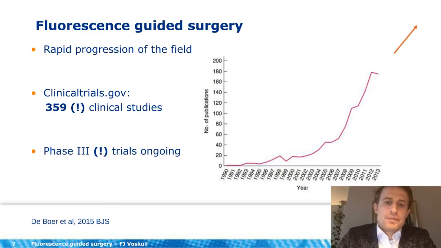So fluorescence-guided surgery, as mentioned, is a rapid progression of the field, and by 2011 we published the first in-human study, and by then it's gone like a completely massive growth. I updated this slide last week, and we now see more than 350 clinical studies investigating fluorescence-guided surgery, with a lot of phase 3 studies going on now. So this shows that there's a lot of interest in this field, and there's clearly a need for better detection methods during cancer surgery, but also during other types of surgery or clinical practice.